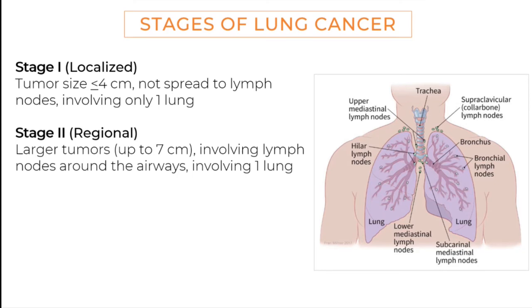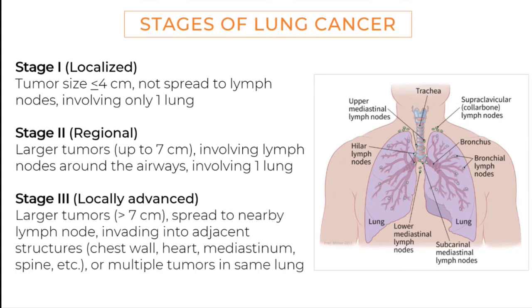Stage 2 is called regional disease. Regional means, well, the tumor is slightly larger. It can be as large as 7 centimeters. It involves the lymph nodes around the airways, but it's still confined to one lung.